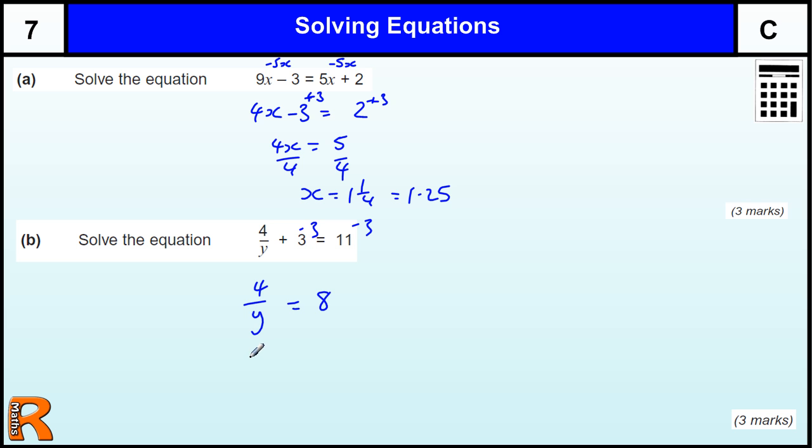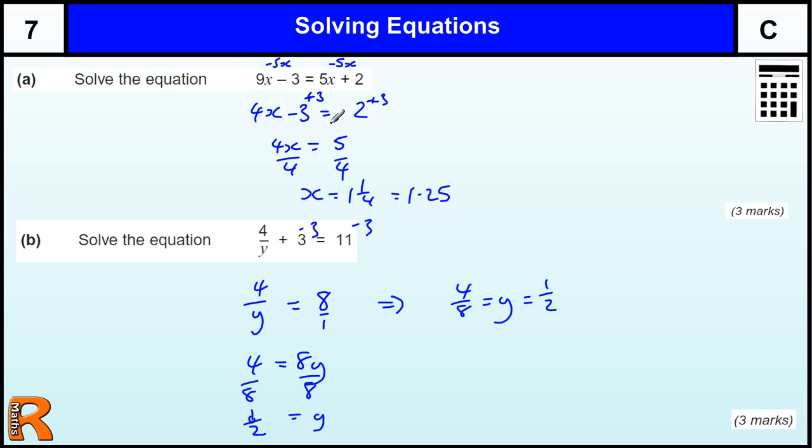We could multiply by y to get 4 equals 8y, and then divide by the 8 to get y equals a half. Or another technique we can use with fractions, we can switch diagonals on equals where you've got one fraction equals another, so we can just swap. We could just go straight to this where we have 4 over 8 equals y. That's a technique that some students will remember. So y equals a half.